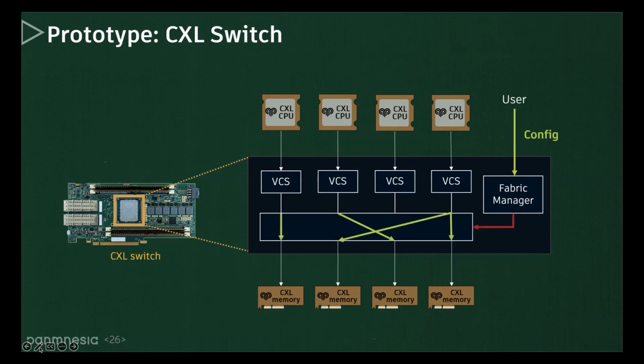After the configuration, the crossbar will connect CXL memory devices and CXL CPUs, and the connection can be changed at runtime using the hot plug and hot remove features.